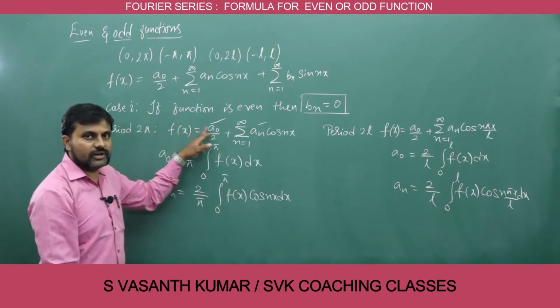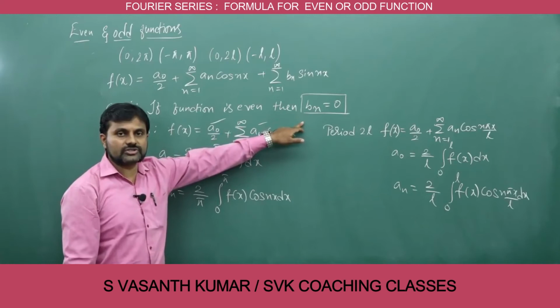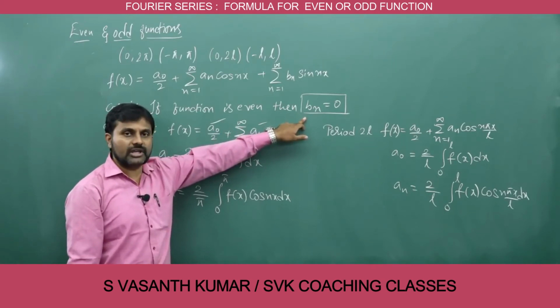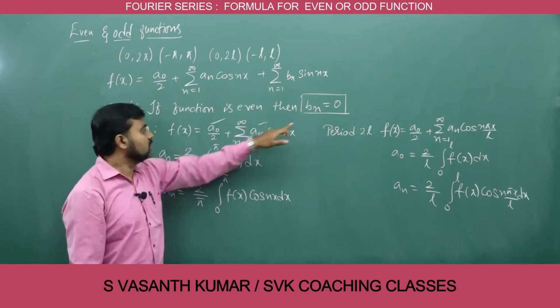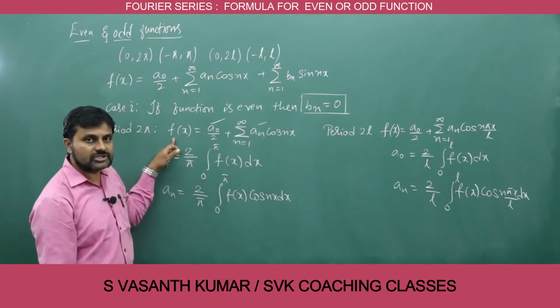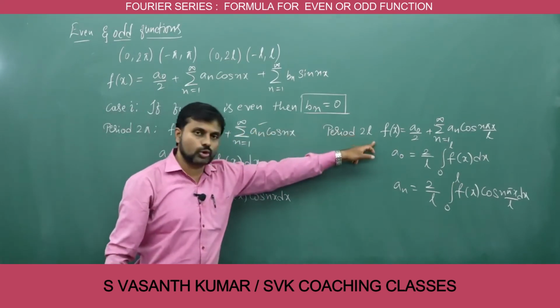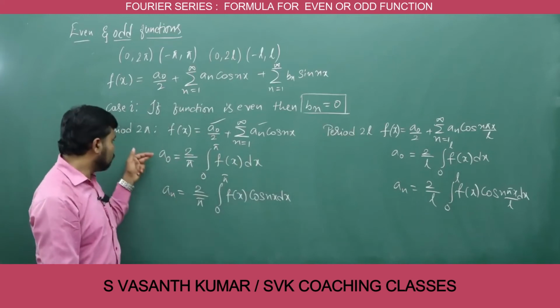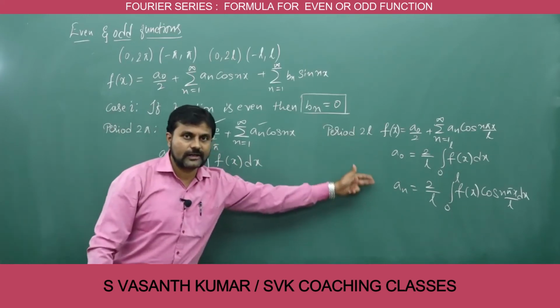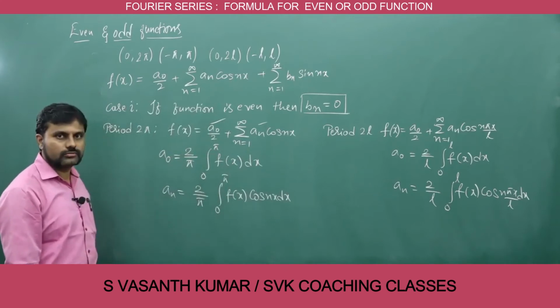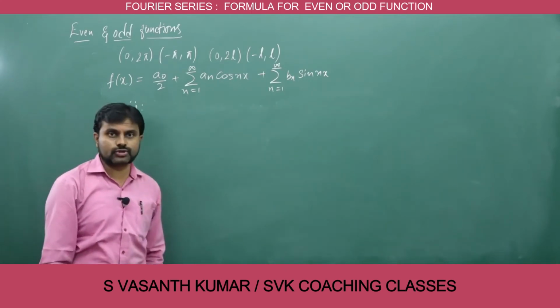When the function is even, we say that the Fourier coefficient called Bn is 0. Then Fourier series can be expressed in the form of f of x like this for period 2 pi and 2l. Then Fourier constants are defined as like this. Note it down.